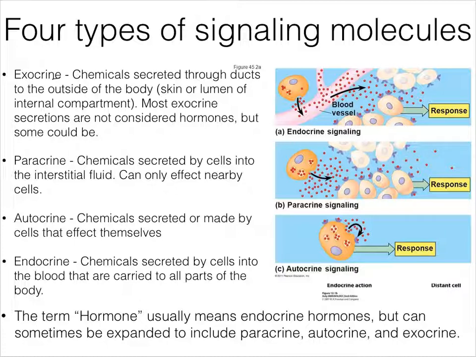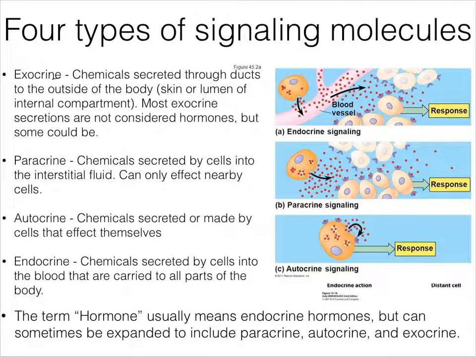Chemicals, ligands that are secreted by paracrine signaling are often not considered to be hormones, but then again, they sometimes are considered to be hormones. It really depends on who you're talking to. Pure endocrinologists really want to say, oh, if it doesn't go into the blood, then it's not a hormone. But they're very hormone-like things, and often they're the same chemicals that are hormones under other circumstances.